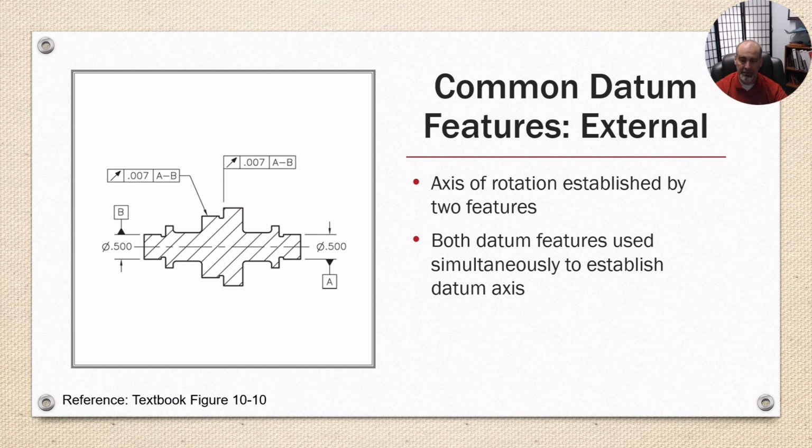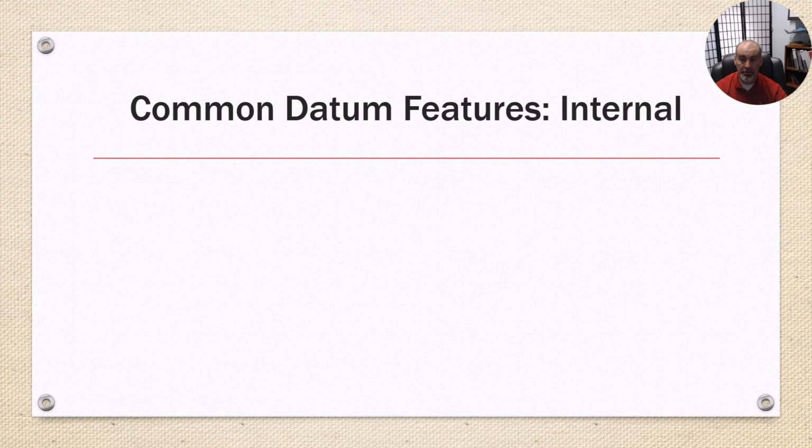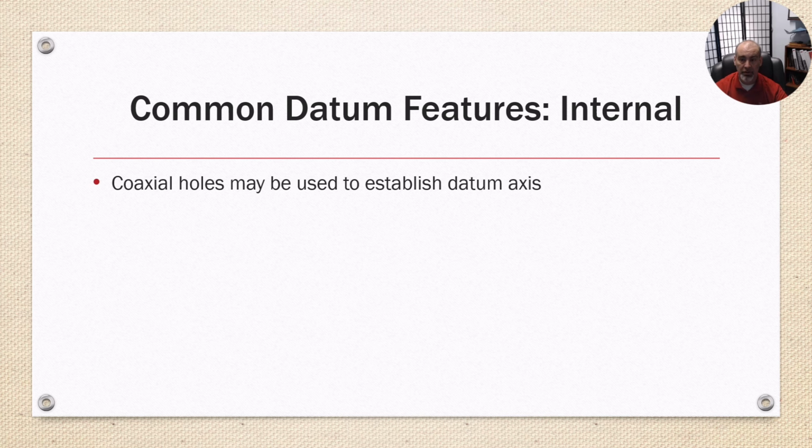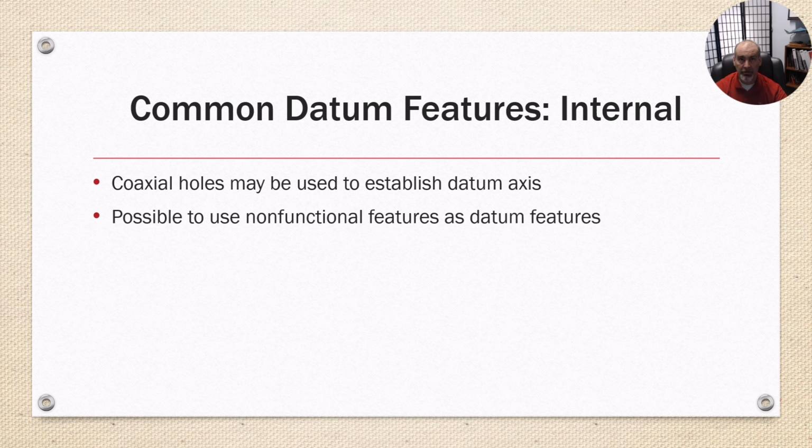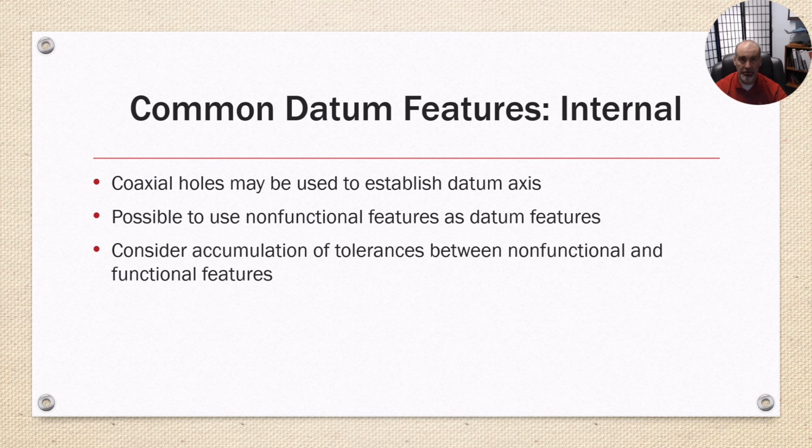And again, the semantics of how datums are called out: you notice they replace a leader line or sit right on the center of the dimension line. That implies center line. There is no need for a dimension going from the edge to define where center is. Okay. Common datum features that are internal. Coaxial holes may be used to establish the datum axis. So that'd be holes in line with each other. It's possible to use non-functional variations as datum features, and consider accumulation of tolerances between non-functional and functional features.